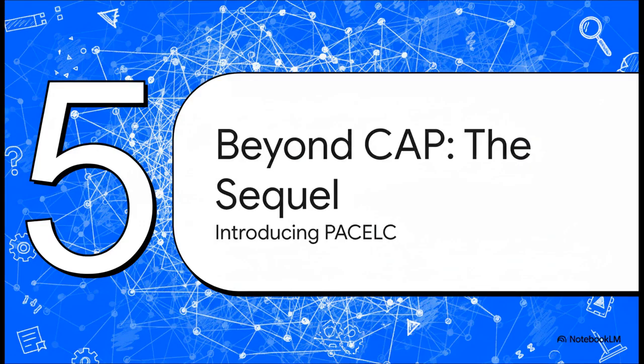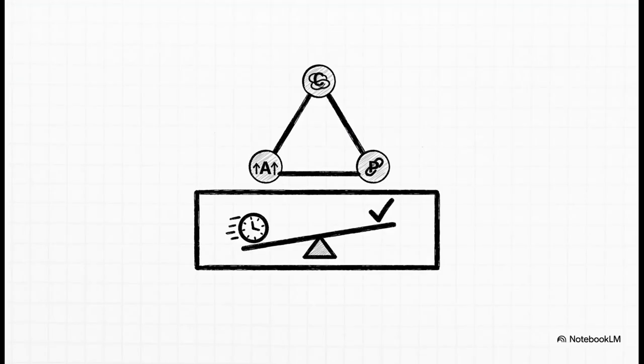And believe it or not, the story doesn't even end there. As systems got even bigger and more complex, people realized there was another crucial piece of the puzzle that CAP didn't really talk about. About a decade after CAP, the conversation evolved into something called the PACELC Theorem. It builds on CAP by asking a really important question. Okay, we know the trade-off we have to make when the network breaks, but what about the rest of the time, when everything's working just fine?